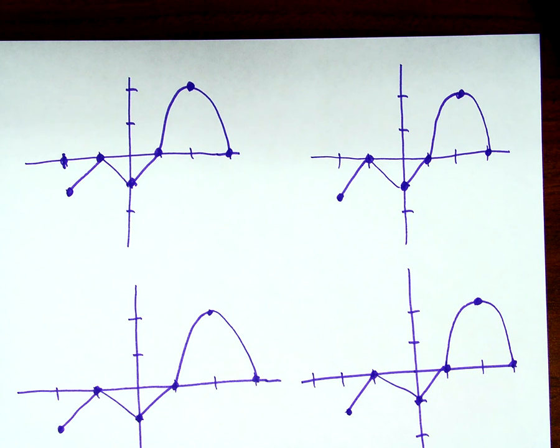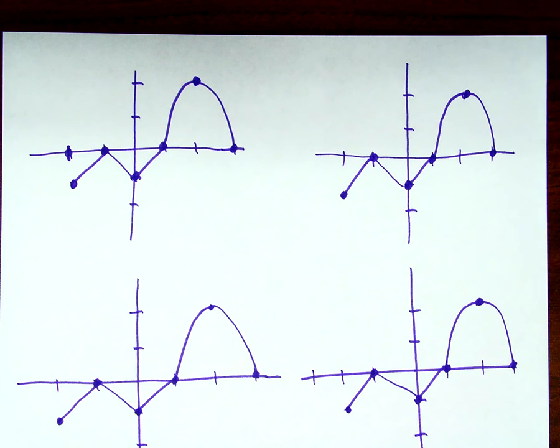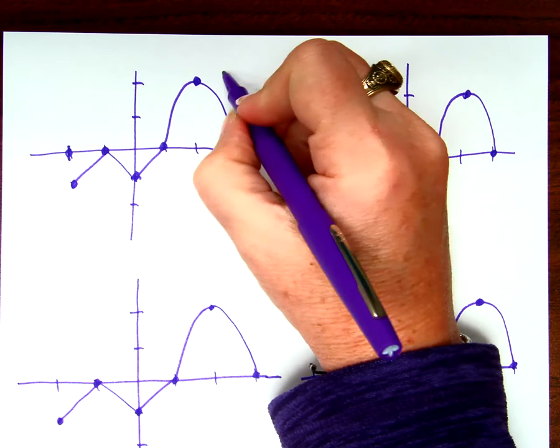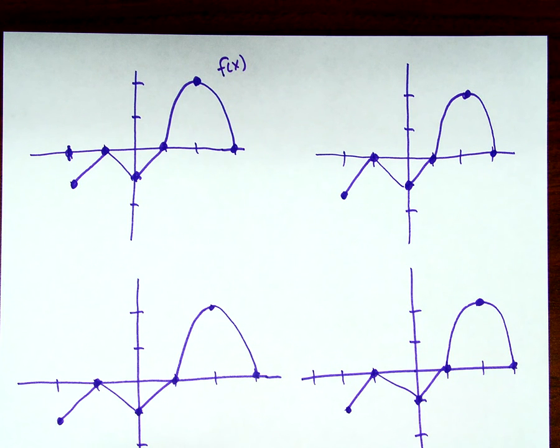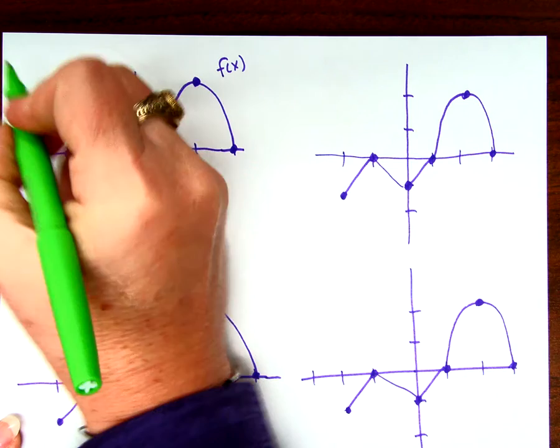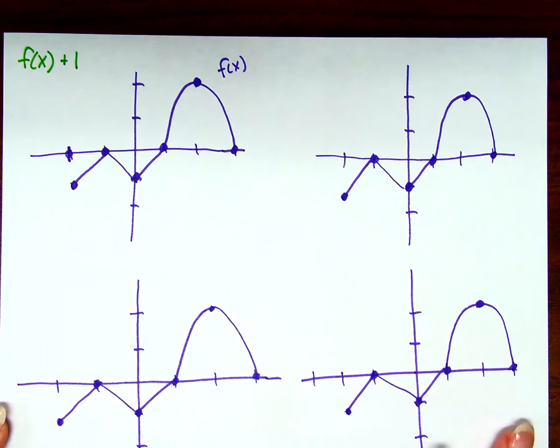So here's the graph we're starting with today, okay? I'm not giving you an equation for it. I'm just saying this purple graph that we're looking at right here, this is f of x, okay? We're going to call that purple graph f of x. So the first graph, what I want you to give me is f of x plus 1.